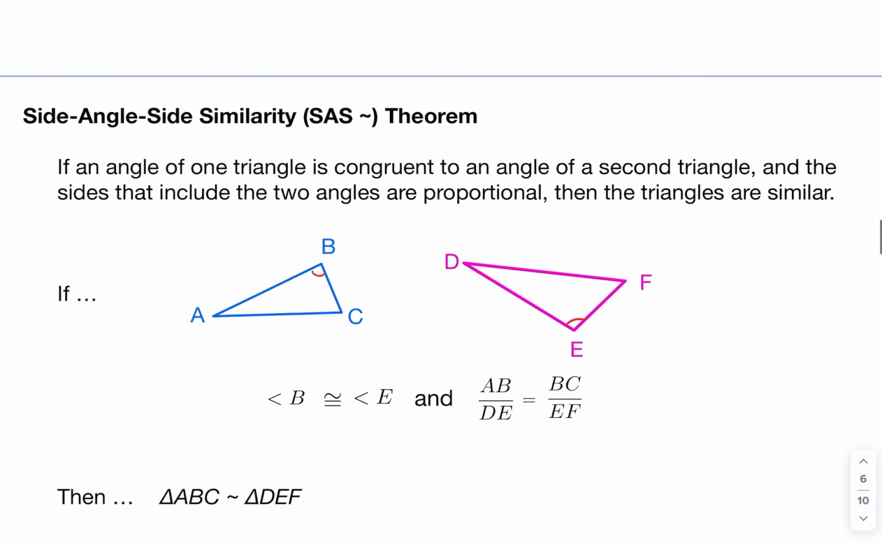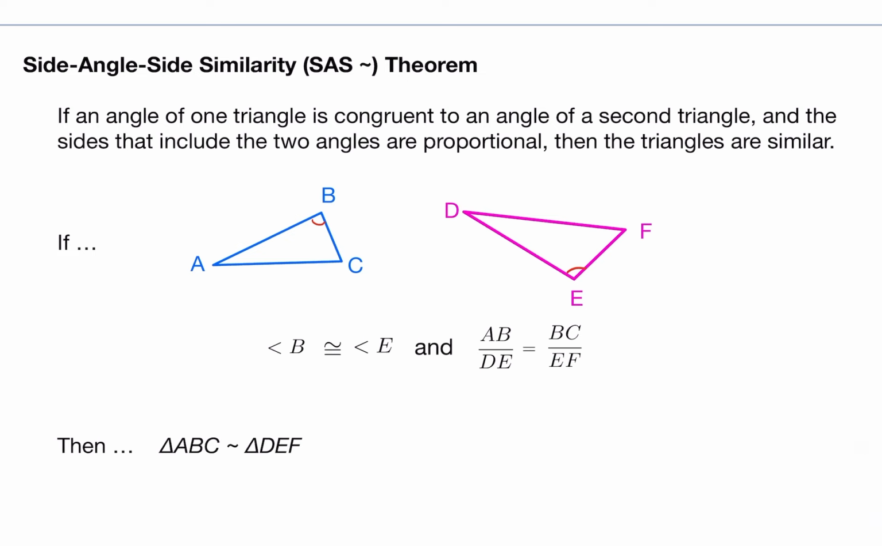Now the third way is called the side angle side similarity theorem, and this is kind of a combination of the first two, in that if one set of the angles are equal to each other, so here we've got angle B and angle E are equal to each other, and the proportions of the sides that make up the angle, so AB over DE, if those proportions are equal to BC over EF, if those proportions are equal and the angles that are in between those sides are equal to each other, then those triangles are similar.